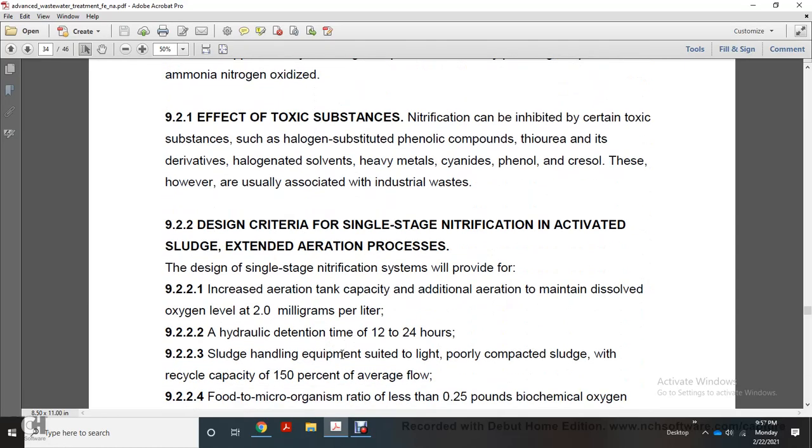Alright, design criteria for single-stage nitrification, the extended aeration activated sludge process. Design of the single-stage nitrification system will provide increased aeration tank capacity and additional aeration to maintain the dissolved oxygen level at 2 milligrams per liter, with a hydraulic detention time of 12 to 24 hours.